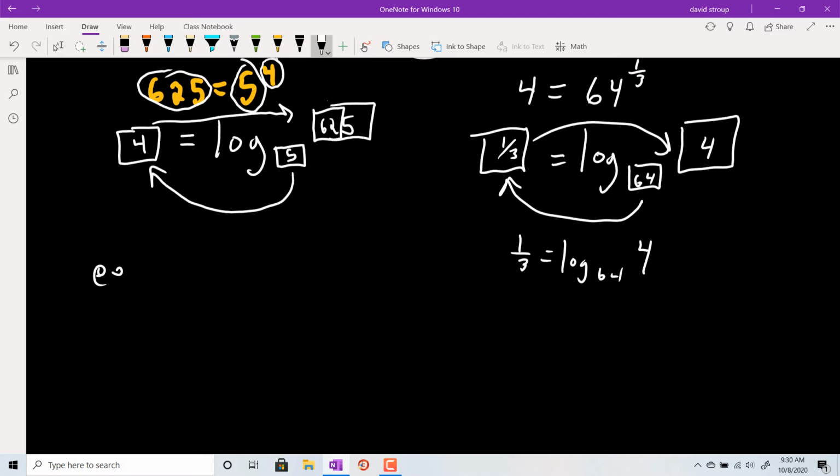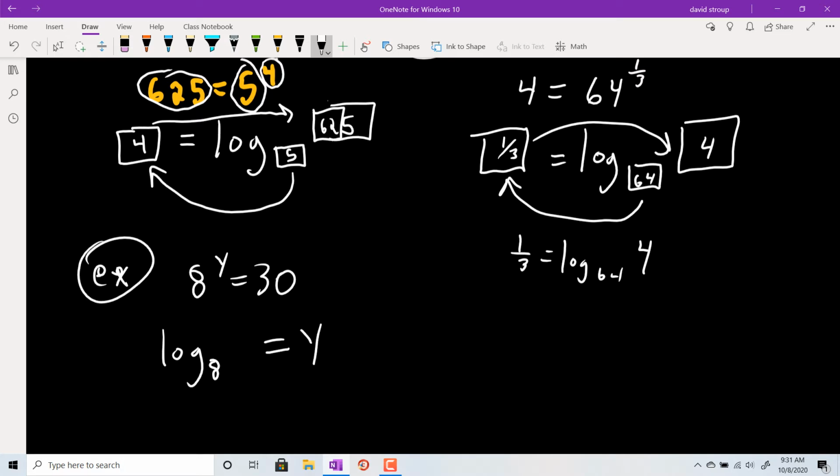Another example. And without all the helper boxes, I'll just do this one. 8 to the y equals 30. Okay, so I usually put the log on the left side. I don't think it matters that much, but it reads log base something of something equals something. So it's 8 to the y equals 30.